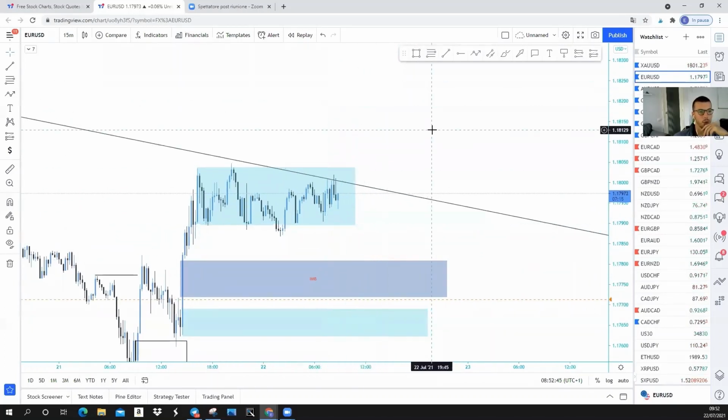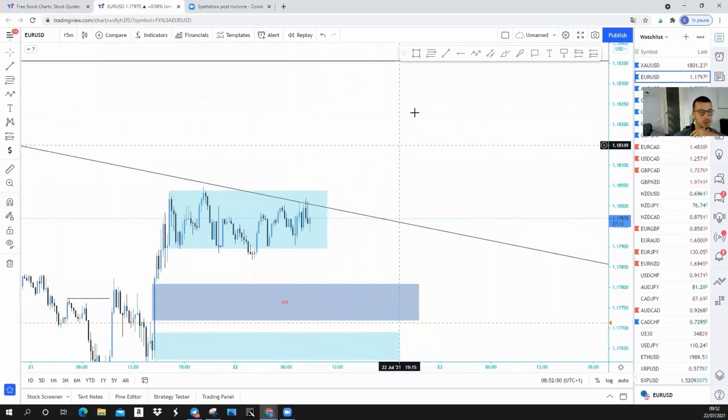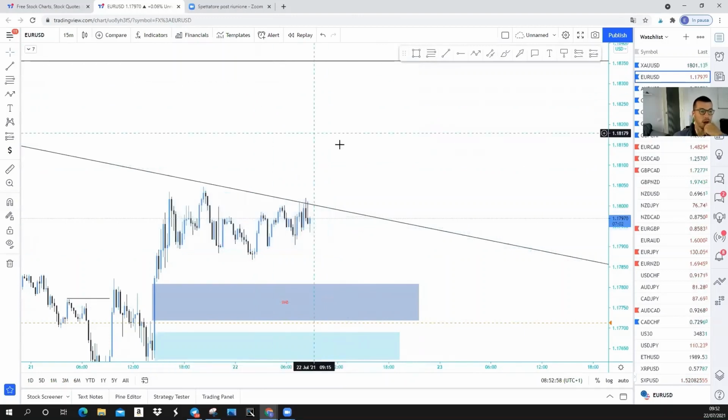If something develops later and I see other types of confirmations as the price is moving, then of course I will look for buys at different areas and not down here. But this is what I'm waiting for now.